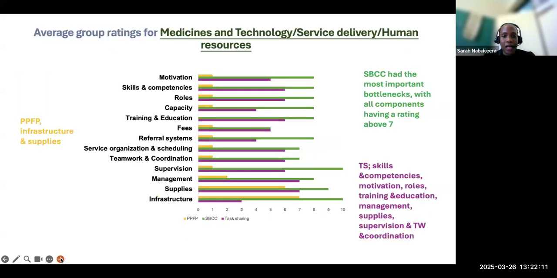Next slide, please. And when we went to the medicines, technology, service delivery, and human resource, still purple for task sharing, green for SBCC, and orange for postpartum family planning, we see that SBCC still had the most important bottlenecks, with all components having a rating of above 7. And then we have task sharing, with skills and competences, motivation, roles, training and education, management, supplies, and supervision, as well as coordination being the most important bottlenecks. But for postpartum family planning, it was only infrastructure and supplies.